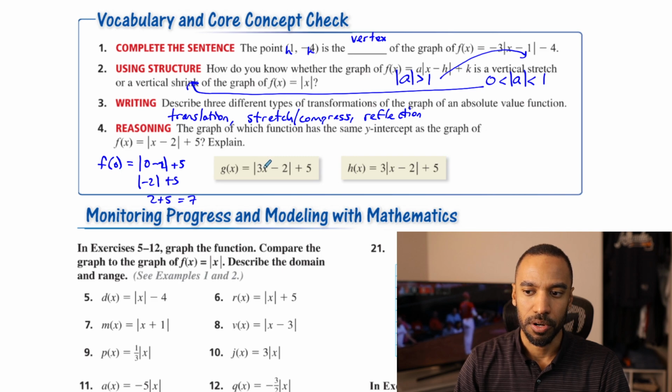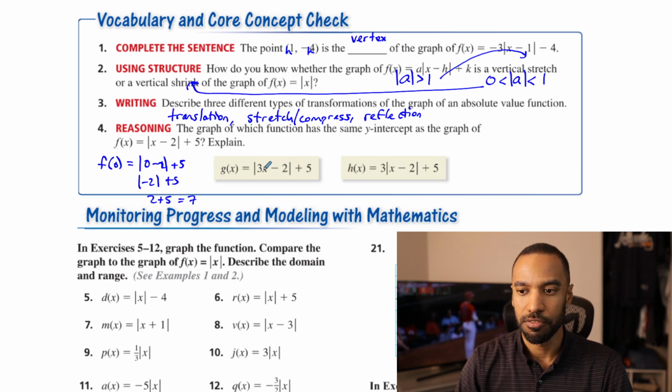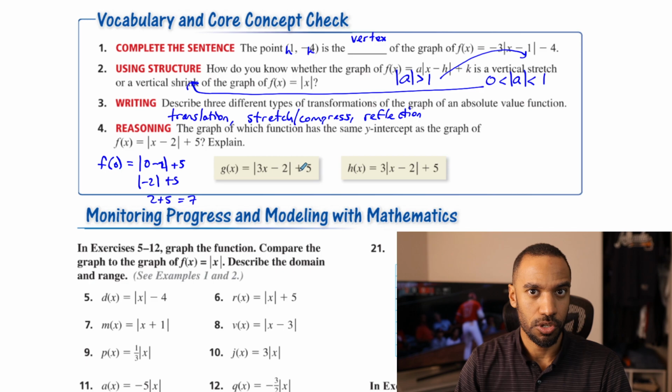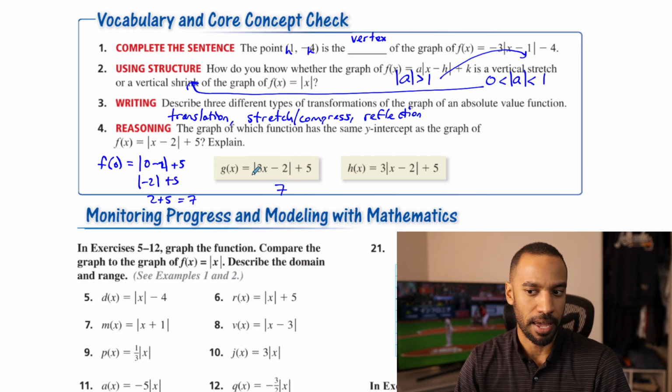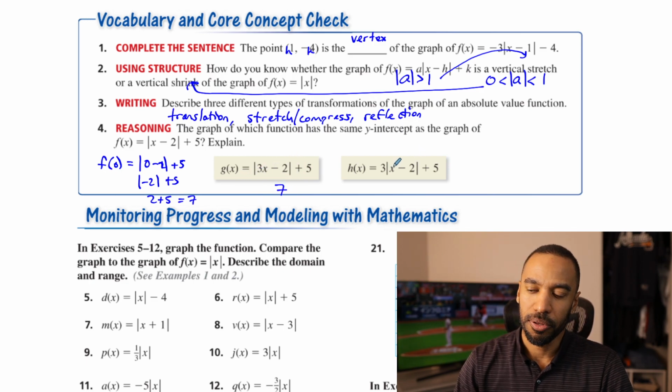3 times 0 is 0. Minus 2 is negative 2. Absolute value of that is positive 2. Plus 5 is 7. Looks like that one matches. That looks correct. This one, when you plug in 0, absolute value of negative 2 becomes 2.